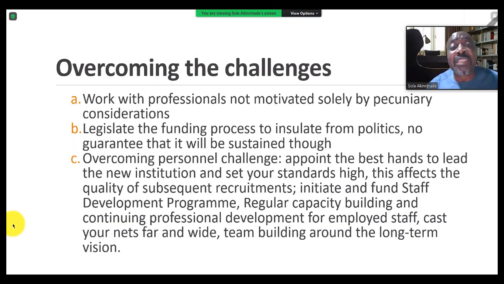How do you overcome the challenges? Number one, work with professionals who are not motivated solely by pecuniary consideration, but by trying to leave a legacy.